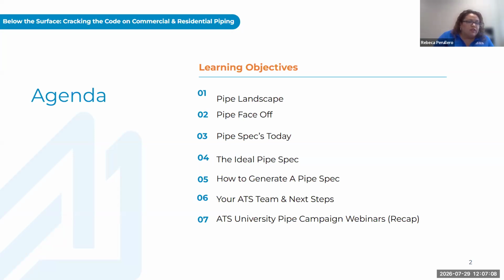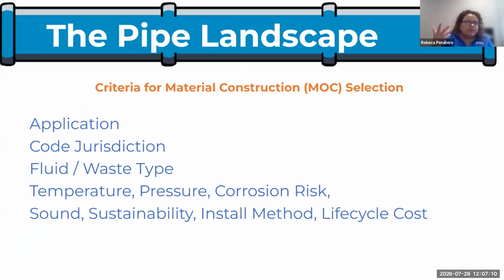So we'll start off with a high level: what are the things that you want to consider from the pipe? Then we'll reiterate what the types of materials out there are and maybe some pros and cons for them, and then look at them holistically. What material makes sense for different applications, for different environments?